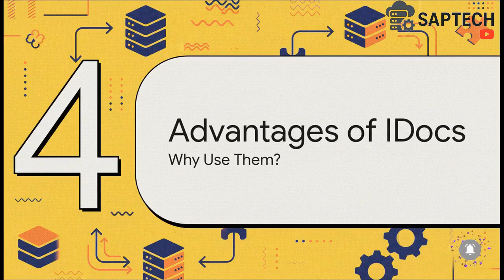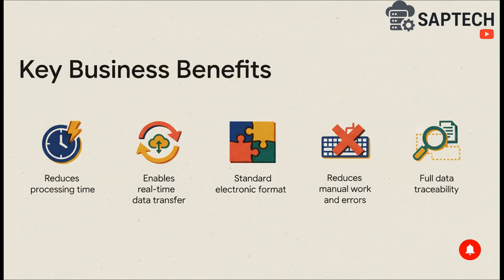So all this technical stuff is cool, but why does any of it matter? Why has this been a cornerstone of SAP for decades? Well, the answer is all about the huge business advantages it brings to the table. I mean, the benefits here are massive. You're replacing slow, manual processes with automated, near real-time data flow. Because you're using one standard format, you get to ditch all those messy custom integrations. This means way less manual typing, which means way fewer human errors. And maybe the best part? Thanks to those status records, every single piece of data is completely traceable from start to finish.